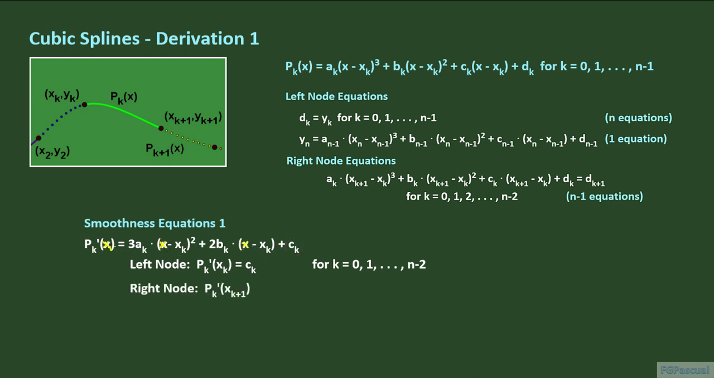Replacing x by x sub k plus 1 at the right endpoint of p sub k of x, we get this string of terms. This should match p sub k plus 1 prime at x sub k plus 1. But that is simply c sub k plus 1. And so we have another set of equations.